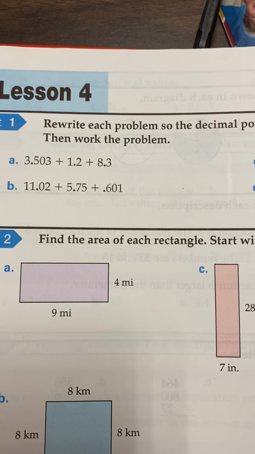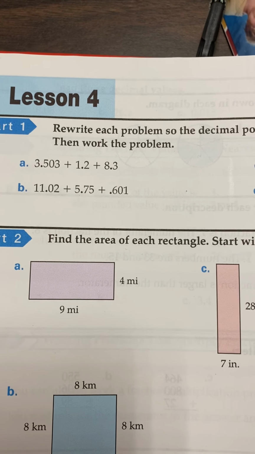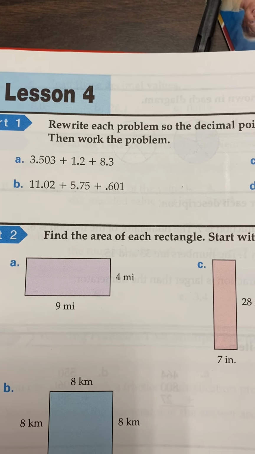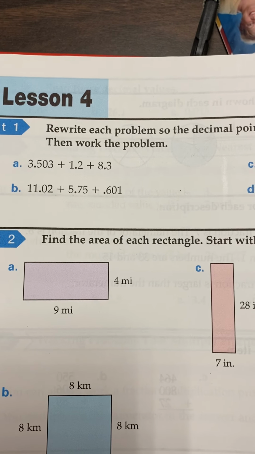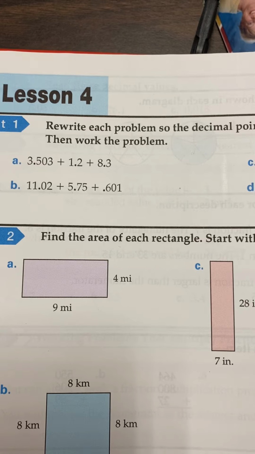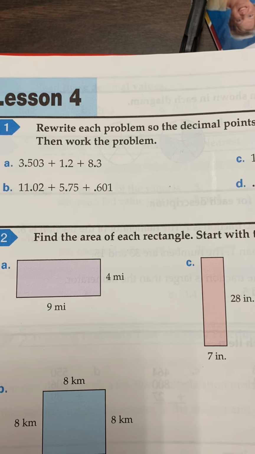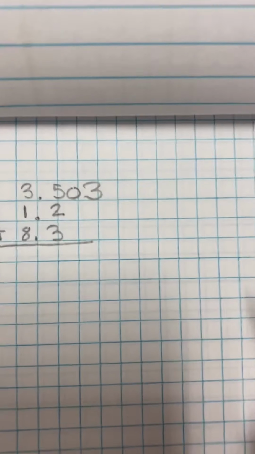Then we have 1.2, or you could say 1 and 2/10. And then we are going to be adding 8.3, or we could say 8 and 3/10. And what that looks like is this.